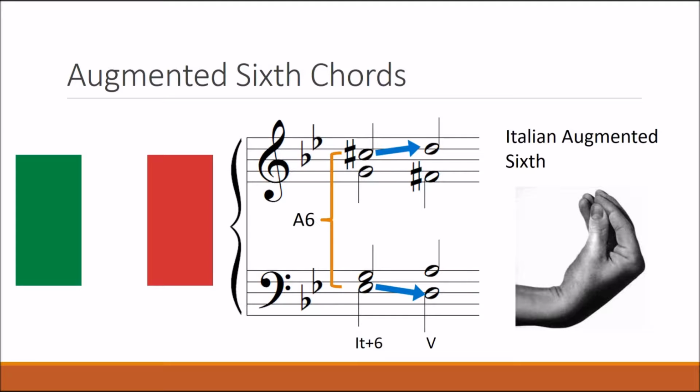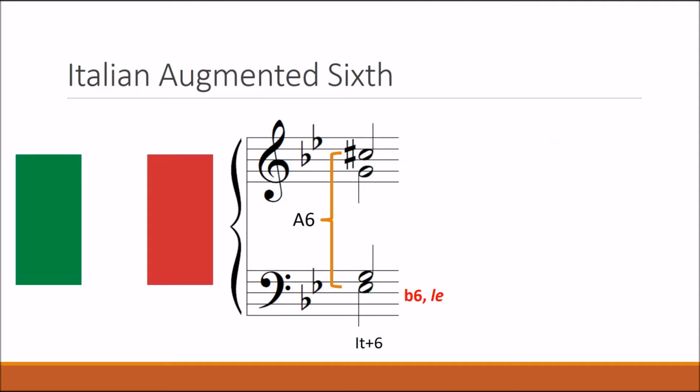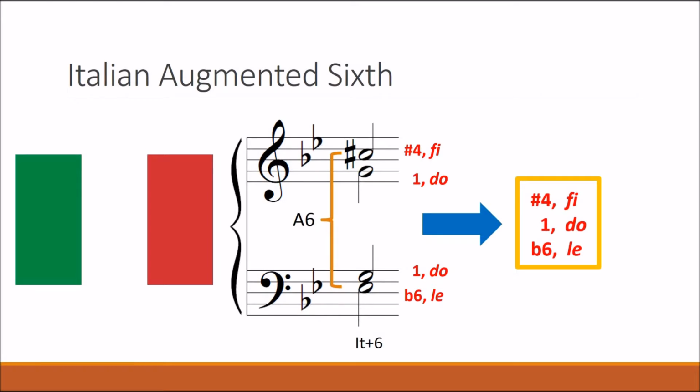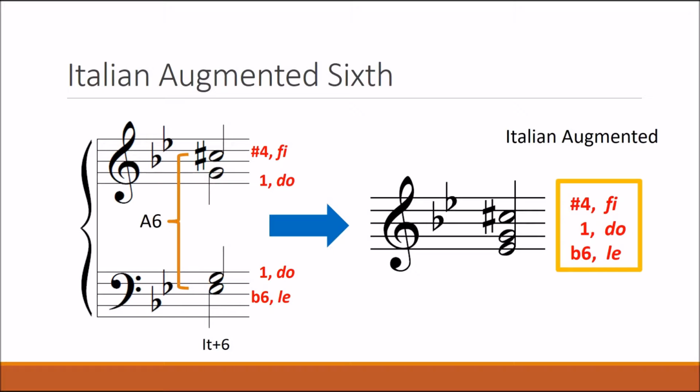Let's look at exactly how to build this. We have a flat 6 scale degree, or lay, in the bass, and a sharp 4 scale degree, or fi, in the soprano. That's why these are sometimes called lay-fi chords. And with the Italian version, we also have a doubled tonic note, and that's it. So in total, just flat 6, 1, and sharp 4, or lay, do, and fi.